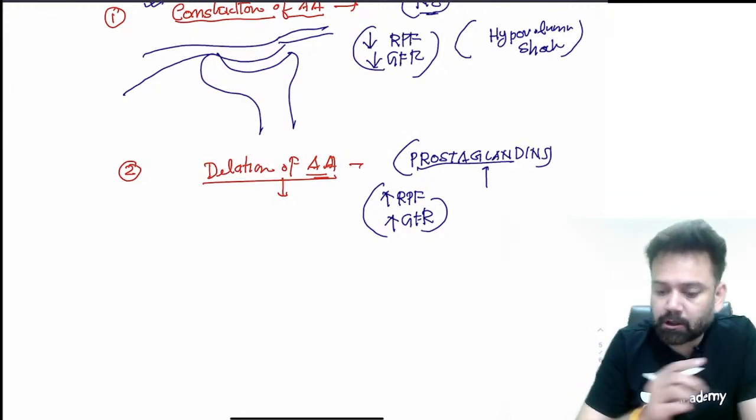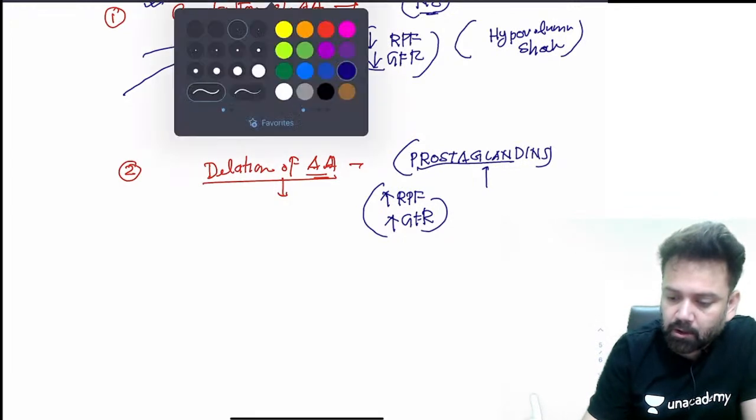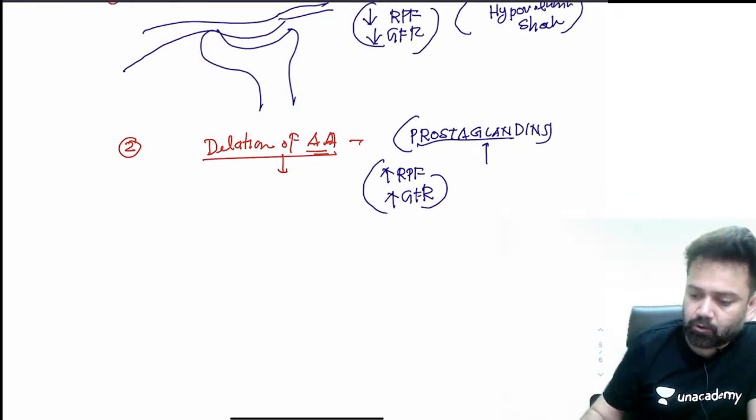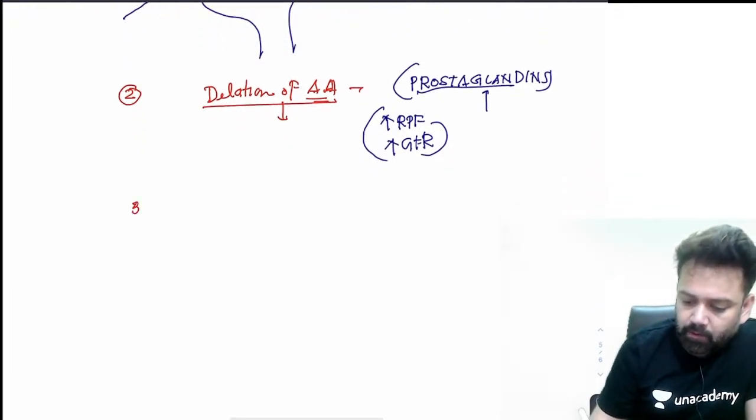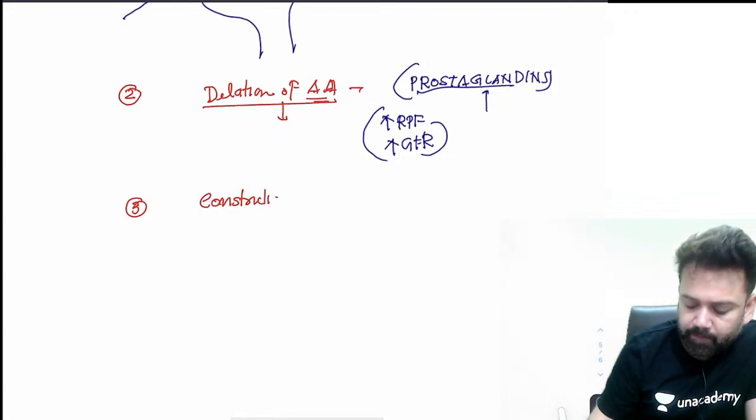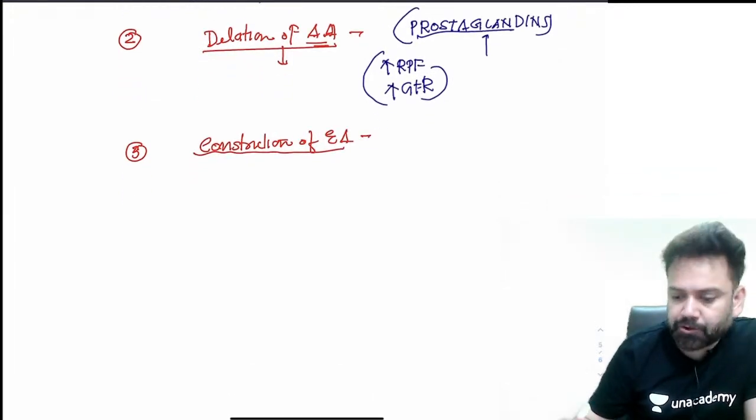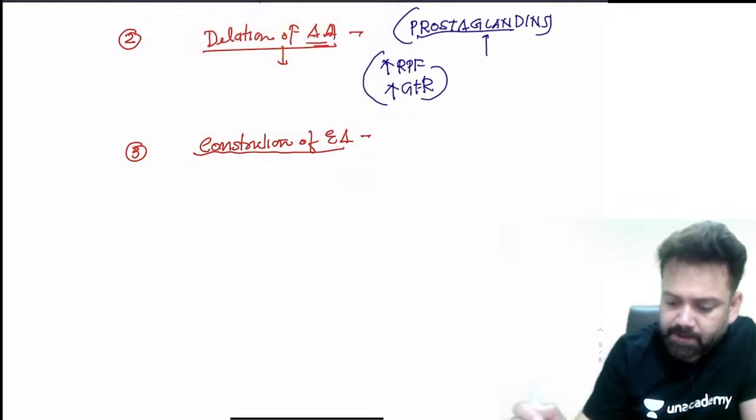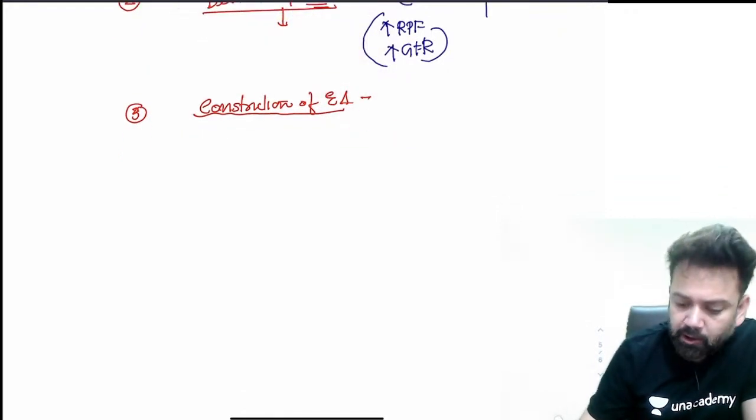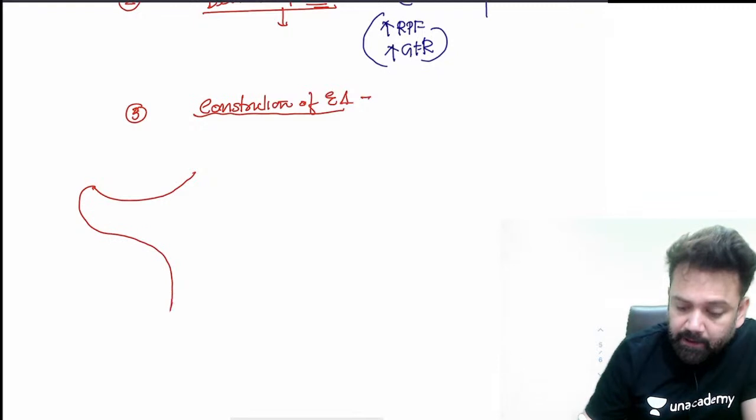Now the third and the most important one is constriction of the efferent arteriole. What are the things that will happen if there is constriction of the efferent arteriole? There are a lot of questions. For the last 5 years in AIIMS, a lot of assertion, reason and all has been asked regarding this third point. I will tell you all the factors.